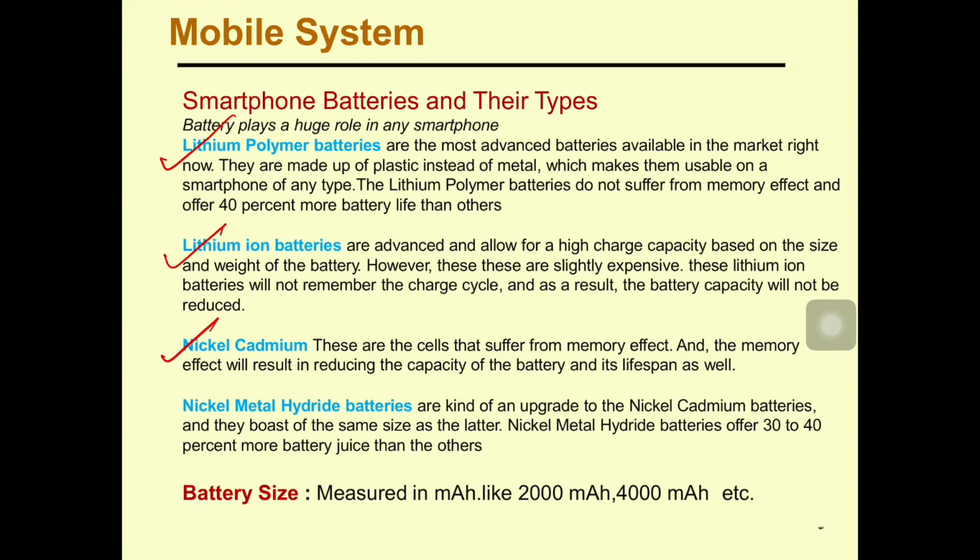Okay. Now nickel metal hydride batteries, these are kind of an upgrade on nickel cadmium batteries, of the same size as the latter, and nickel metal hydride batteries offer 30 to 40% more battery juice than the others. Okay.